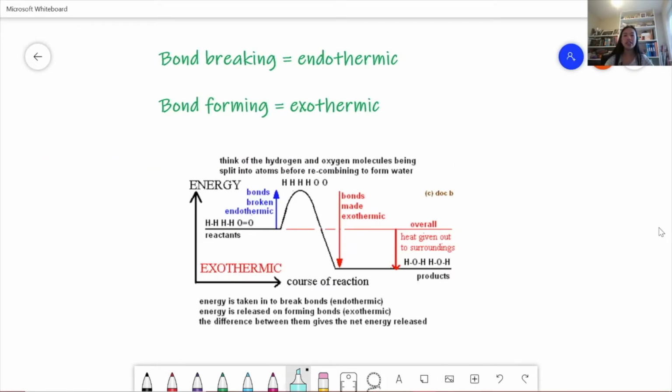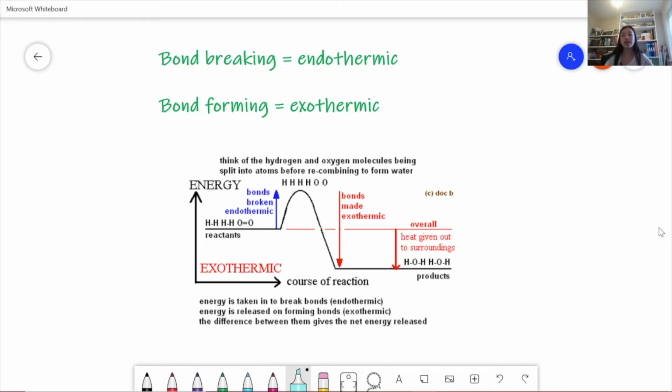We also need to know about bond breaking and bond forming. When we break bonds, it's an endothermic reaction, because energy is absorbed. The bonds need energy to break. But when bonds are formed, it's an exothermic reaction, so heat energy is given out.